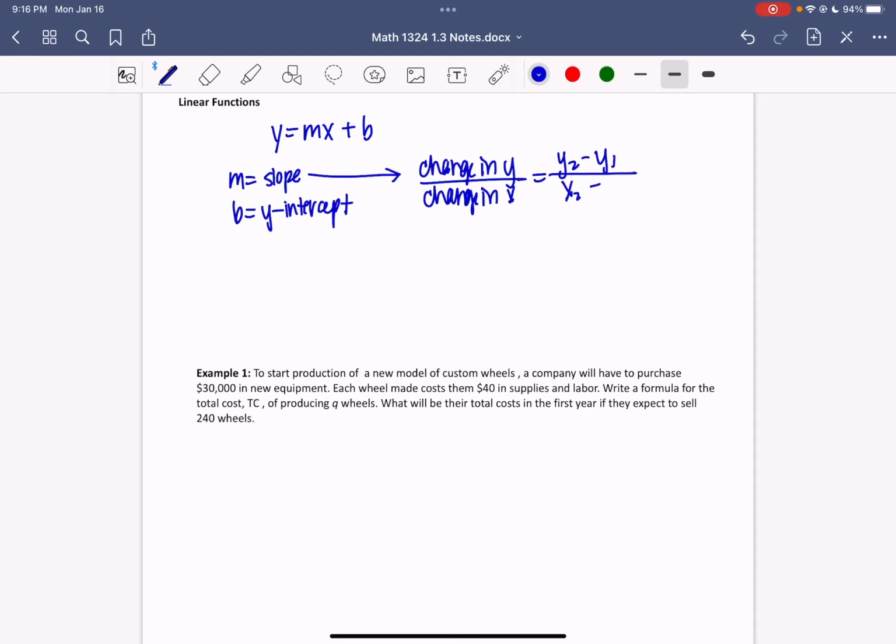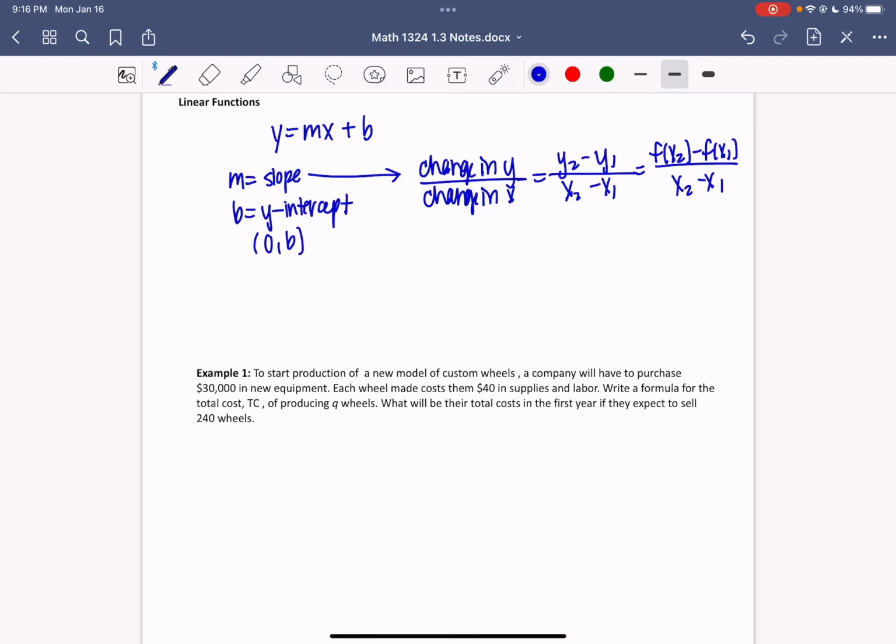We also know that this formula is y2 minus y1 over x2 minus x1. And also, as we have seen, f of x2 minus f of x1 all over x2 minus x1. Now remember, when you're talking about the y-intercept as an ordered pair, that's (0, b).